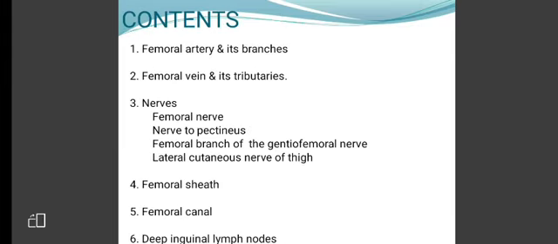Next, let's learn about the contents of femoral triangle. First one is femoral artery and its branches. Second one, femoral vein and its tributaries. Third, nerves: femoral nerve, nerve to pectineus, femoral branch of the genitofemoral nerve, lateral cutaneous nerve of thigh. Fourth one, femoral sheath. Fifth one, femoral canal. Sixth, deep inguinal nodes.